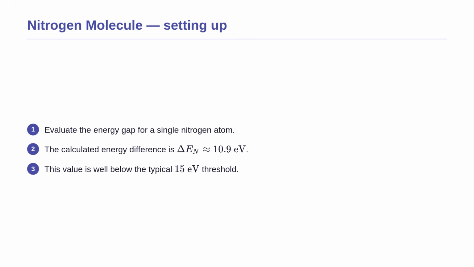Before we move on, let us see this formula in action with a concrete example: the diatomic nitrogen molecule. We need to determine its correct molecular orbital diagram. Our strategy is to first check the energy gap between the 2s and 2p orbitals for a single nitrogen atom. For nitrogen, this energy difference, delta E, is approximately 10.9 electron volts. Because this value is relatively small and well below our typical 15 electron volt threshold, we know that the condition for strong sp mixing has been met.